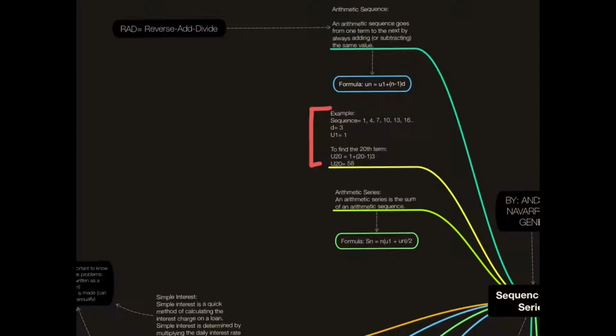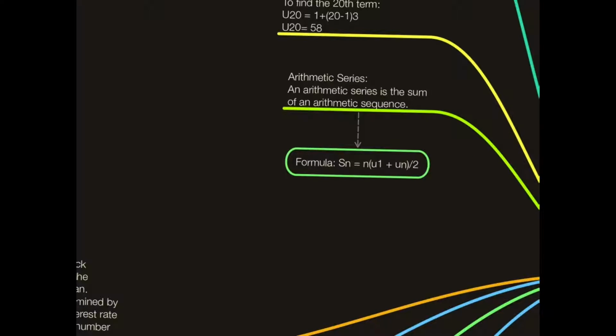In arithmetic sequences, it can be used the Gaussian addition, which is reverse, add, and divide. Moving on to the next topic, we find the arithmetic series. An arithmetic series is the sum of an arithmetic sequence. The formula used in this case is Sn equals n times u1 plus un, divided by 2, where Sn is the sum of the number of terms you want to add.